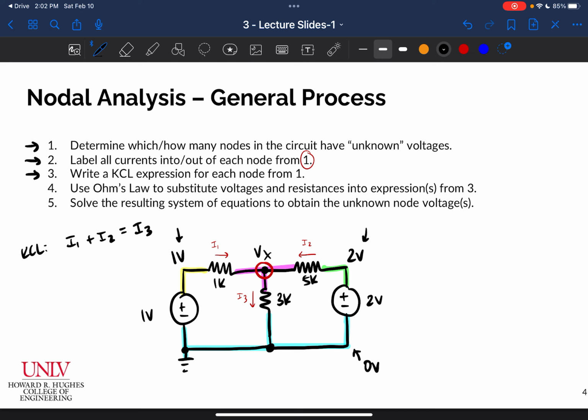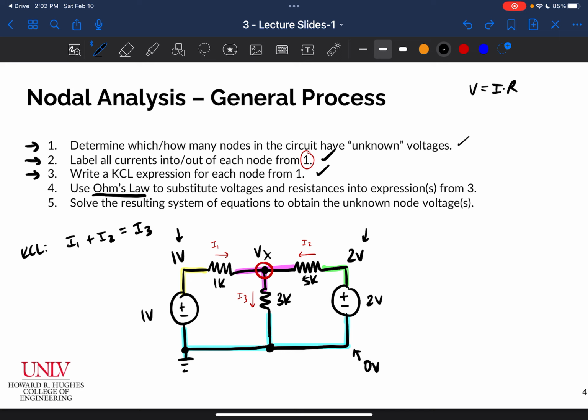And so that's part 3. We're done with part 1. We're done with part 2. Done with part 3. And so part 4 says use Ohm's law. Okay, we know Ohm's law, right? To substitute voltages and resistances into the expression or expressions from part 3. So this is my expression from part 3.